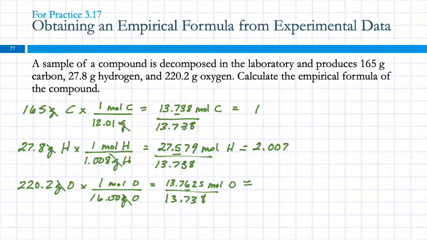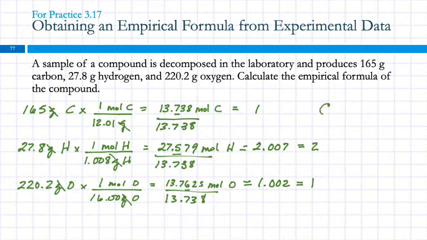And this is giving me 1.002. Those are ratios, they don't have units. Are these close enough to the whole number that I can round them? Yeah, they're super close. So this is 2 and this is 1. You're always going to end up with one of them being 1. So those whole numbers are the subscripts in my empirical formula.